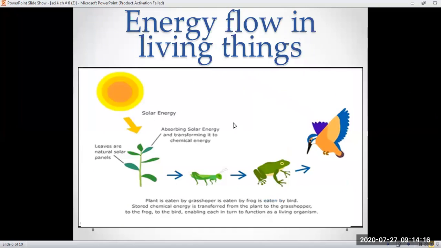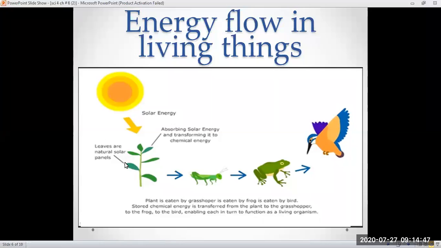The next topic is energy flow in living things. As you all know, plants make their own food, and we eat a lot of food in the form of fruits and vegetables that we get from plants. So you have seen that the basic source of the energy we eat is the sun. The energy coming from the sun is known as solar energy.